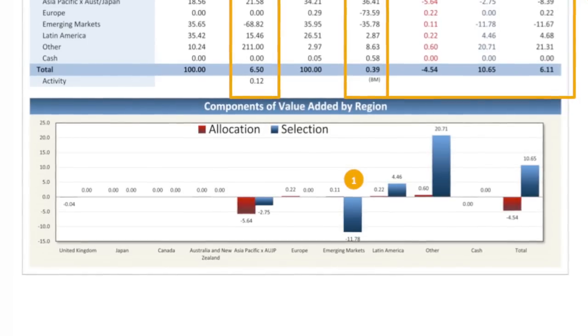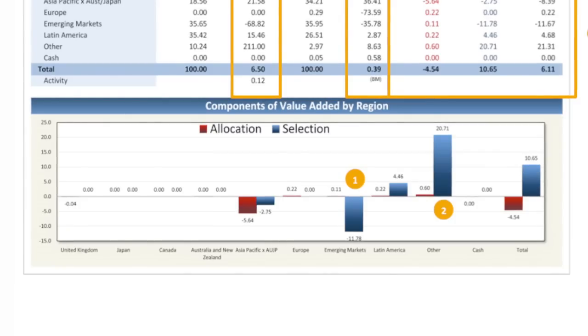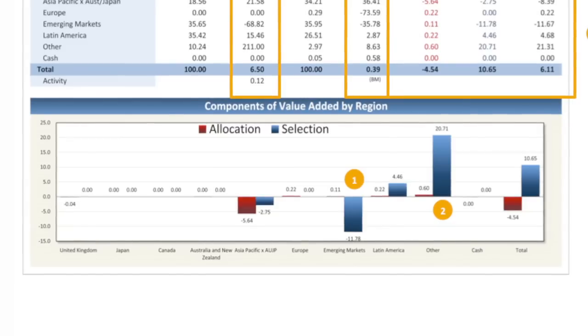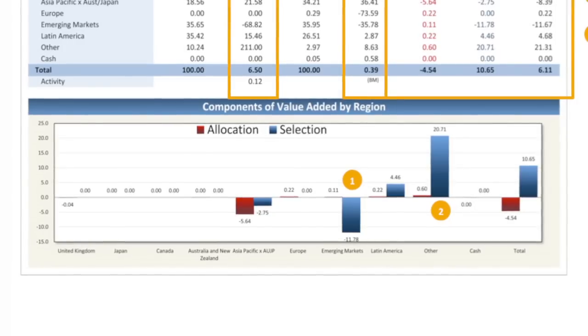The allocation to Asia-Pacific ex-Japan, which was quite low vis-a-vis the benchmark, subtracted value. And then moving over to the right again to the other country, the stock selection in other countries added a lot of value. So in total, if we look all the way over to the right, the selection effects added 10.65%, the allocation effects subtracted 4.54%. So in total, the portfolio outperformed the benchmark by 6.11%.